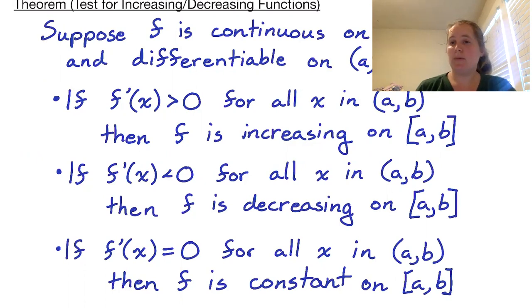So this is what we get: we now have a formalized equivalency between increasing and the derivative being positive, decreasing and the derivative being negative, and constant and the derivative being equal to 0.